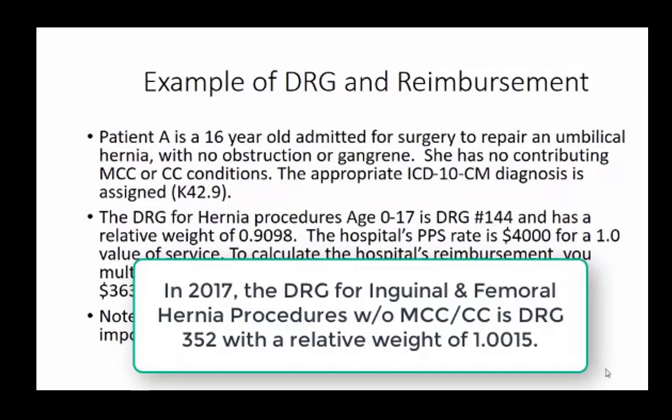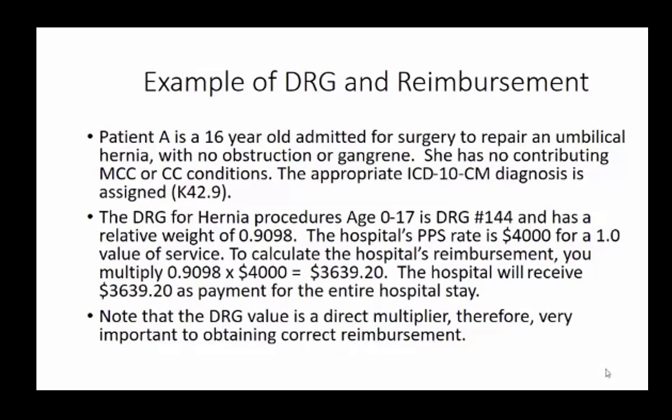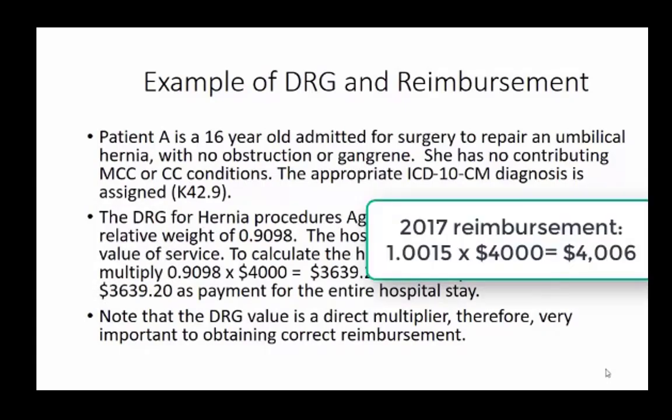Remember, the hospital's PPS rate is a constant, no matter what the DRG is. So in our example here, the hospital's PPS rate is $4,000 for a 1.0 value of service. So to calculate the hospital's reimbursement, you're going to multiply the DRG's relative weight, 0.9098, times the hospital's PPS rate, which is $4,000, and that's going to give you $3,639.20. That is what the hospital is going to receive as payment for the entire hospital stay for this young woman coming in for hernia repair.